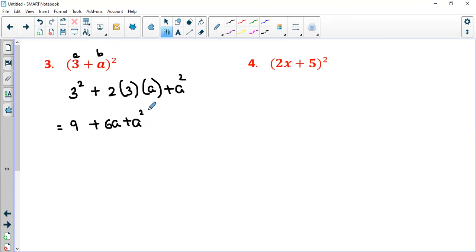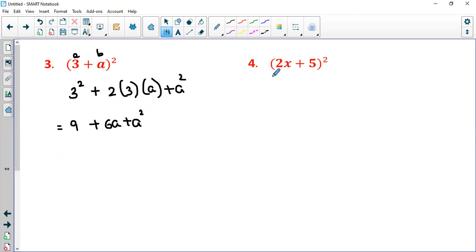Now as it is, you can leave it like that, but it is not okay if you leave it, because it doesn't make proper sense. So if you want to arrange it in a proper way, like a square plus 6a plus 9, it's fine, because polynomials are always arranged from the greatest degree. If you want to leave it like this, it's fine too.